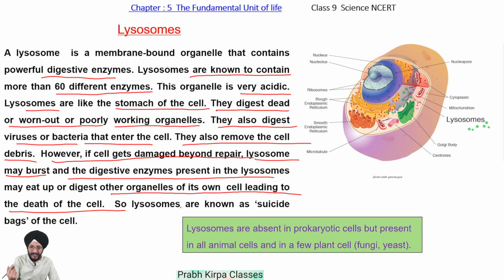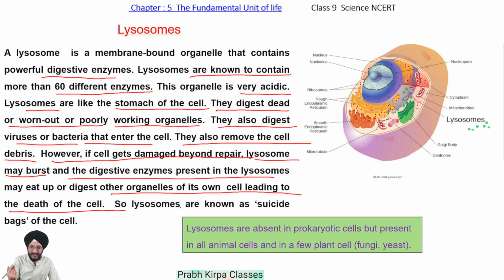On the other side, smooth endoplasmic reticulum has no ribosomes. It appears smooth. Smooth endoplasmic reticulum helps in the manufacture of lipids. What is another important function of SER? It also plays a major role in detoxifying many poisons and drugs in the liver cells of vertebrates.